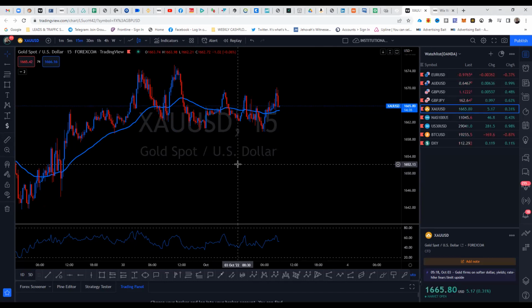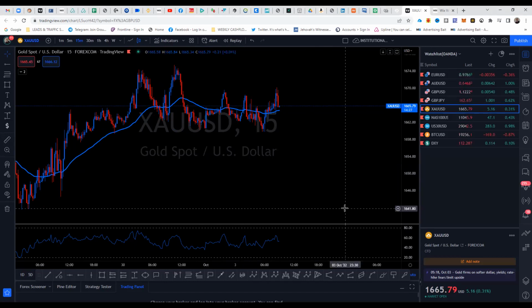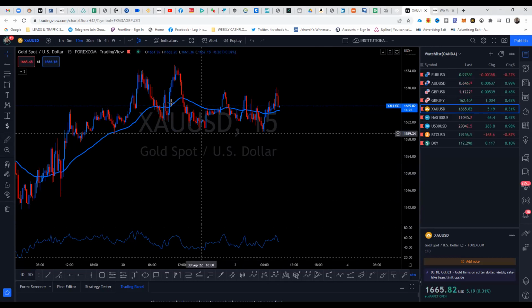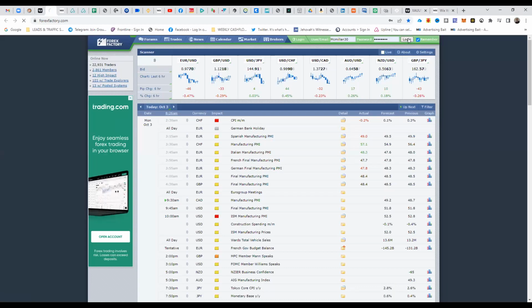So we're going to actually take a look at gold here. Before we do that, we're going to check out the news. Let's go ahead and log in to Forex Factory here.